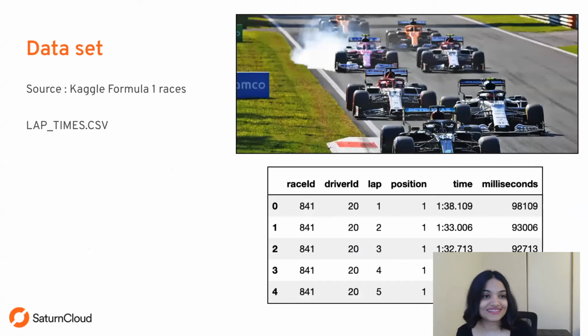For all those examples, we will be using a Formula One data set. We have this file, which is known as labtimes.csv. This has been taken from Kaggle. In this file, we have race ID, driver ID, lap, position, and time for each lap.